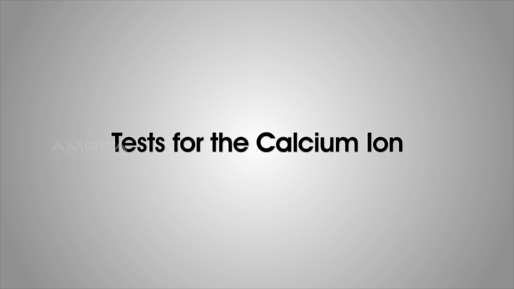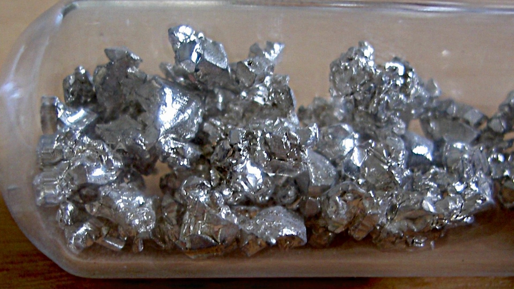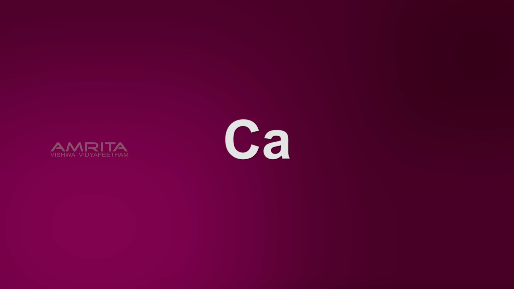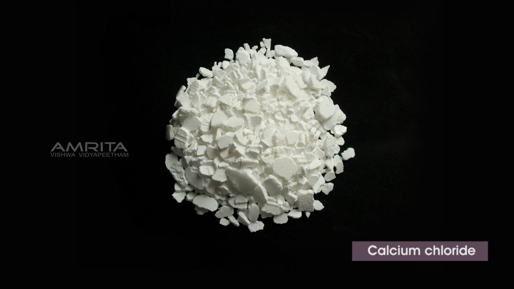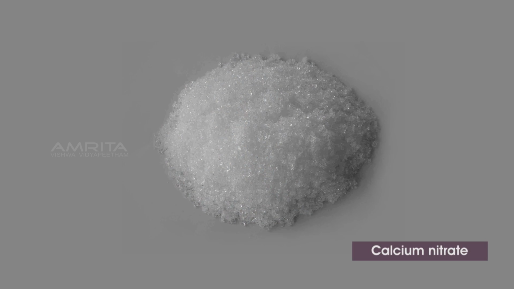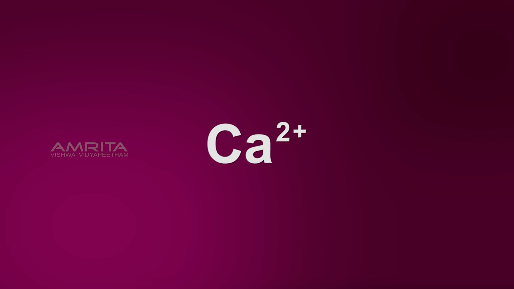Tests for the calcium ion. Calcium is a soft grey alkaline earth metal with symbol Ca. It is found in various salts like calcium chloride, calcium nitrate and calcium carbonate as calcium 2 positive ion.